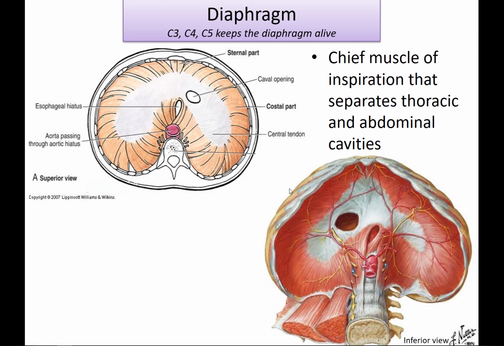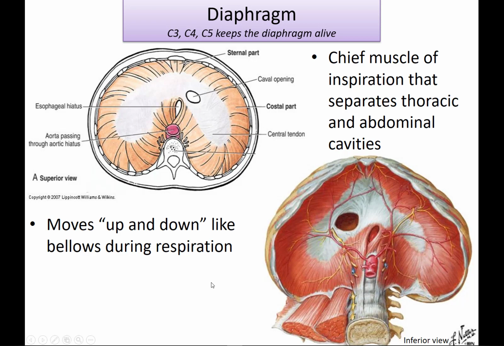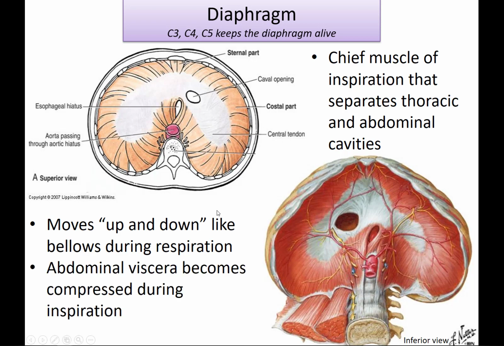Here we have 2 views of the diaphragm. The diaphragm is our chief muscle of inspiration that also separates our thoracic and abdominal cavities. This view over here is a superior view, and the view down here is an inferior view. The diaphragm moves up and down like bellows that used to be used to fan a fire, for instance. And while you're breathing in really deeply, if your diaphragm moves down, it'll compress the abdominal viscera a little bit during inspiration.